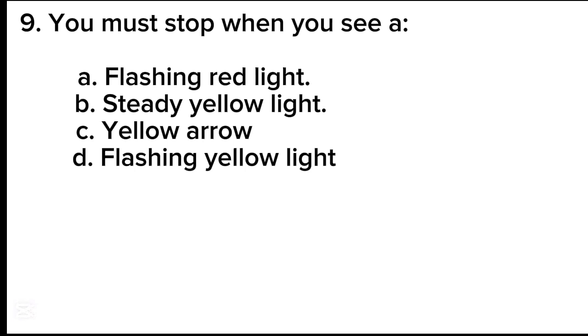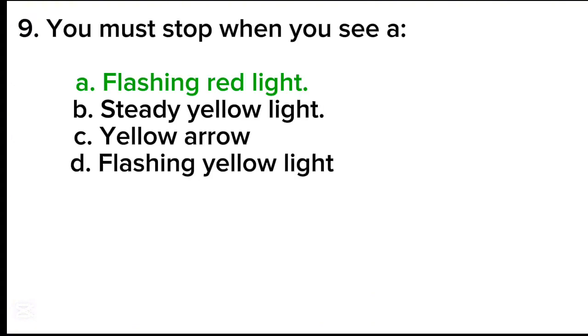Is it A. Flashing red light, or is it B. Steady yellow light? Is it C. Yellow arrow, or is it D. Flashing yellow light? What is the correct answer? Let's write. The correct answer is A. Flashing red light. Once you see a flashing red light, you should stop.